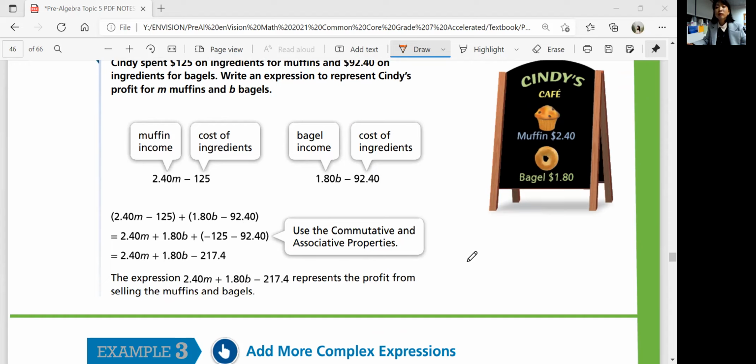So now your expression is longer with two different variables. That's okay because they represent different numbers, right? M is for the number of muffins sold.